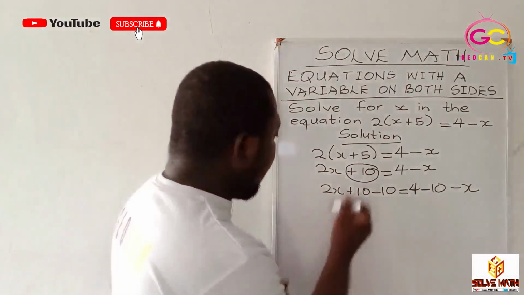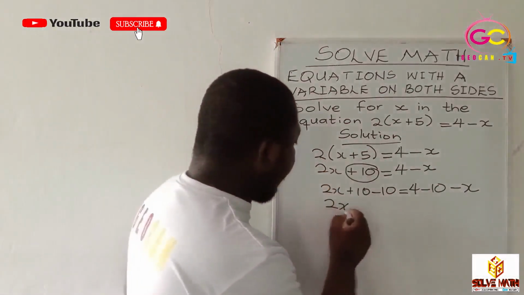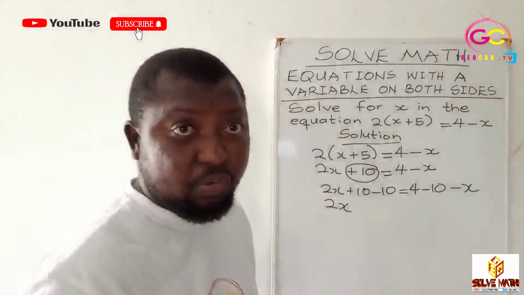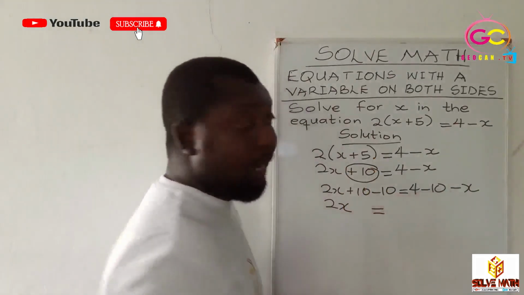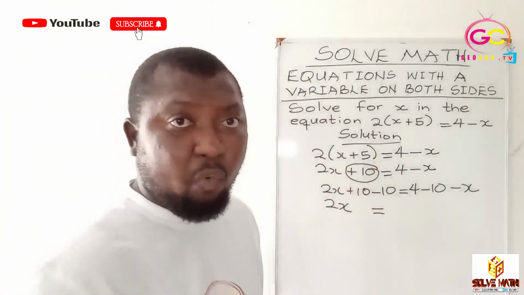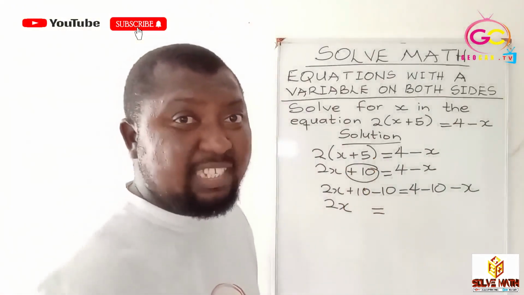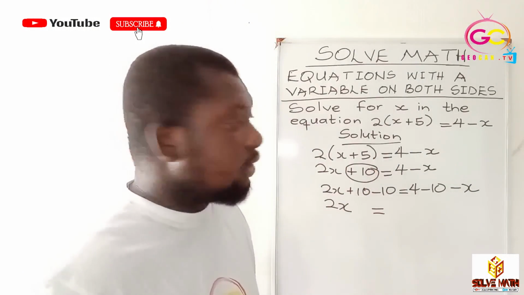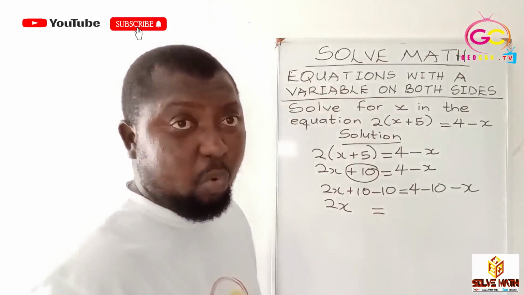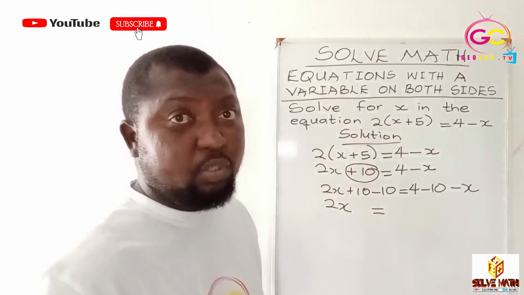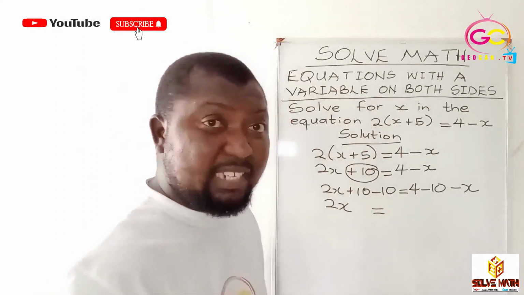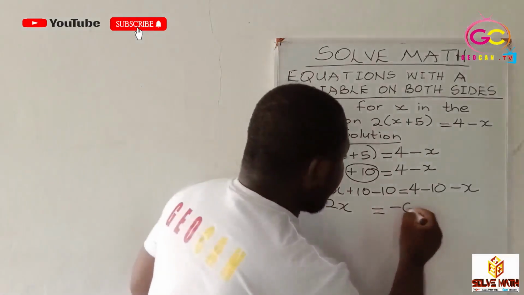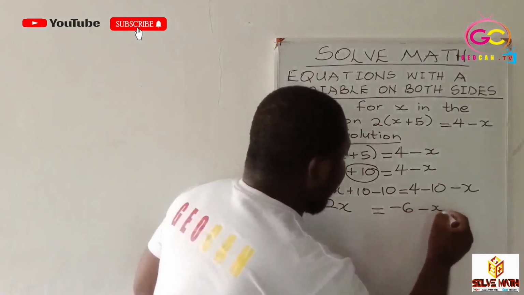Now, we have 2x. 10 minus 10 is 0, so we just get rid of it. So we have our equal to sign. Now, 4 minus 10 will give us what? You have 4. Then you go and owe 10. This is integers, right? Now, you still will be owing, right? But how much will you be owing? It will be 6. So the answer is negative 6. 4 minus 10 will give us negative 6. So negative 6. Then your minus x.